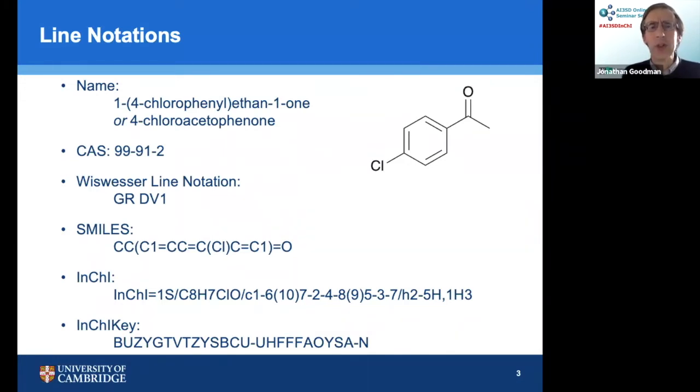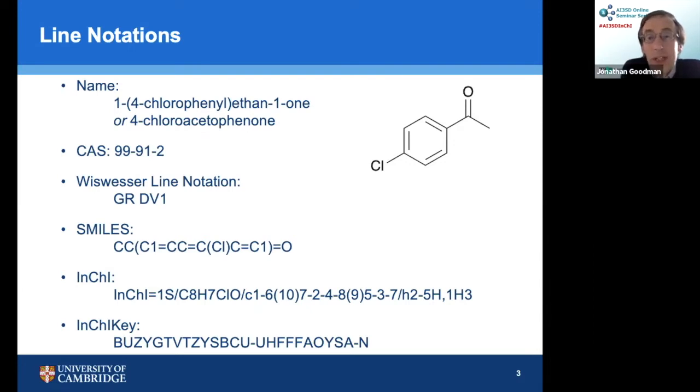So if you're looking for some 4-chloroacetophenone, then you might not realize that 1,4-chlorophenolethan-1-one is actually the stuff you want. And that's a real problem. We want to have one name for each molecule. We want to have one molecule for each name.